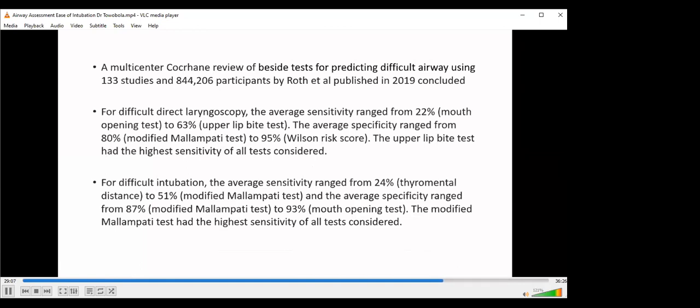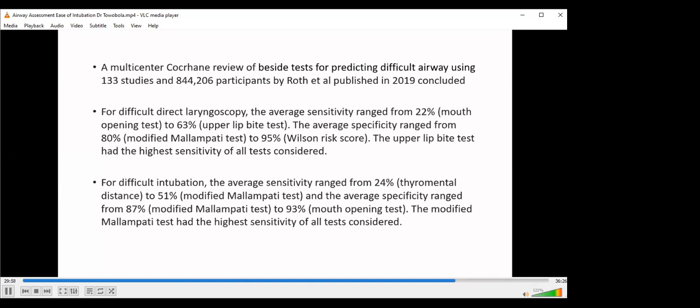A multi-center Cochrane review of bedside tests for predicting difficult airway using 133 studies and 844,206 participants by Roth et al. was published in 2019. It concluded that for difficult direct laryngoscopy, the average sensitivity ranged from 22% for mouth opening to 63% for upper lip bite test. The average specificity, however, ranged from 80% for modified Mallampati test to 95% for the Wilson risk score. The upper lip bite test had the highest sensitivity of all tests considered.